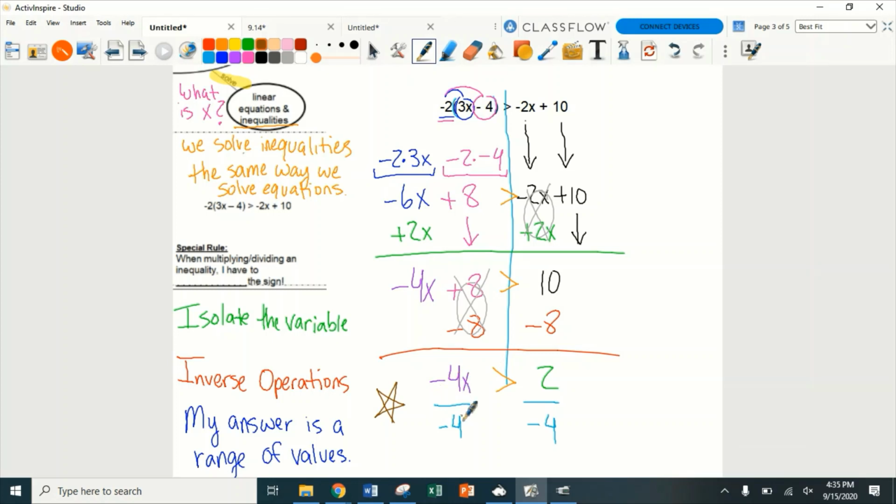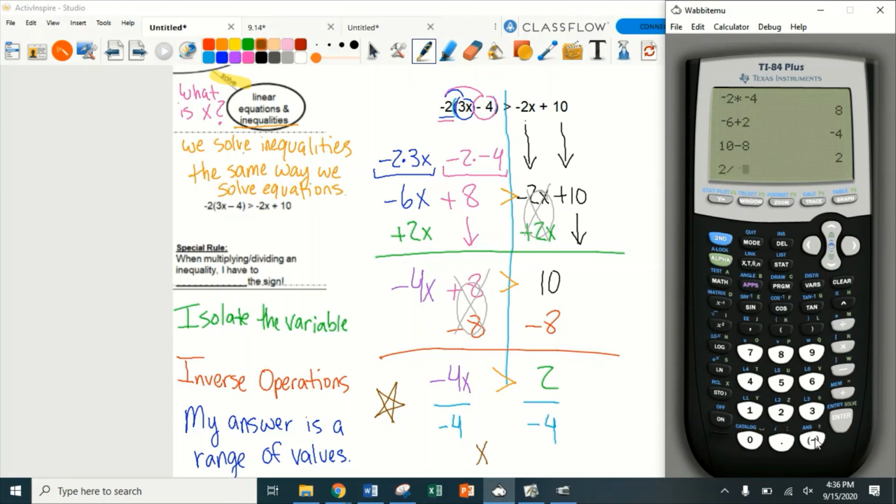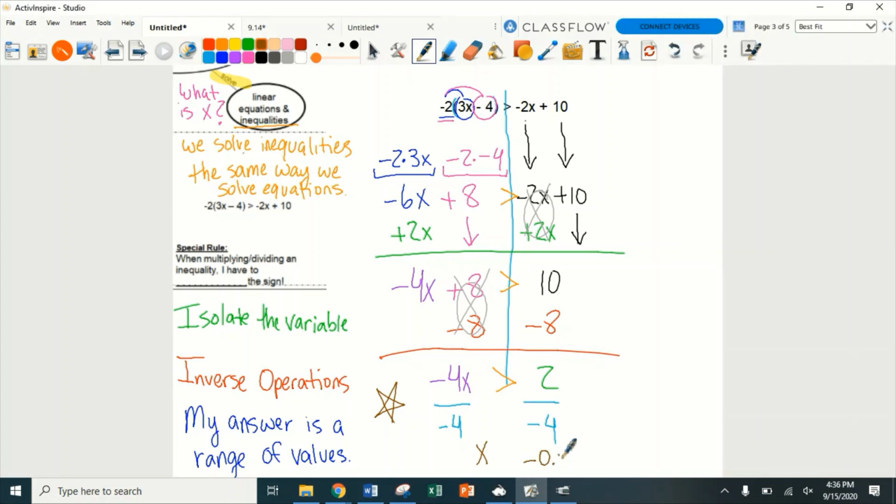Negative 4x divided by negative 4 gives me 1x. 2 divided by negative 4 gives me negative 0.5. But what is my inequality symbol between them? It was greater than, but we divided by a negative number, so our sign needs to flip directions. So now we have less than. So now our final answer, we think, is x is less than negative 0.5.